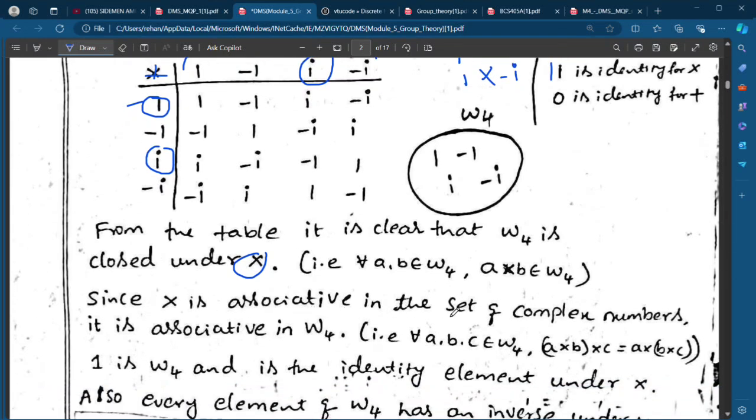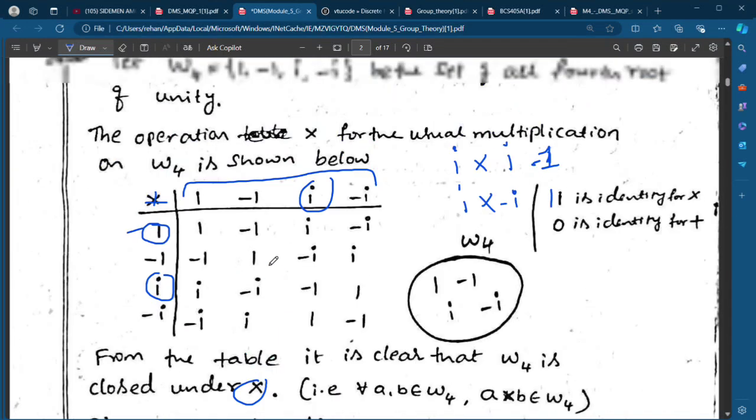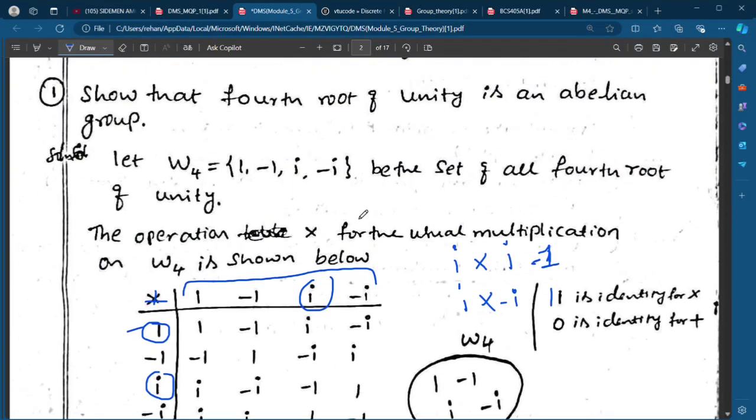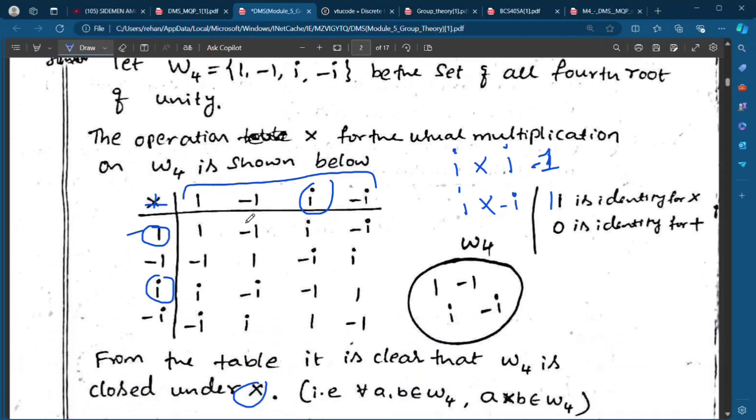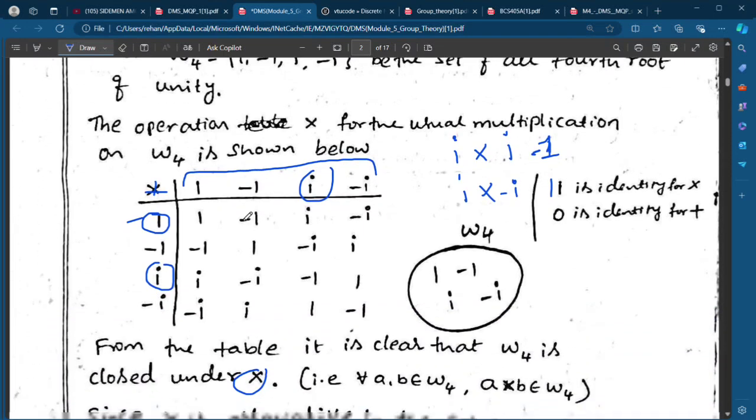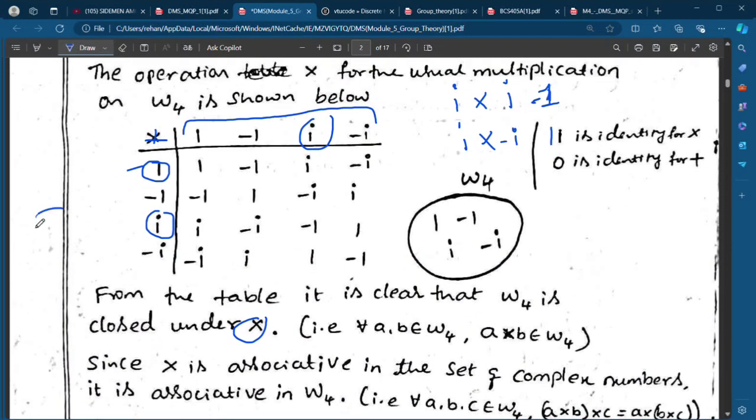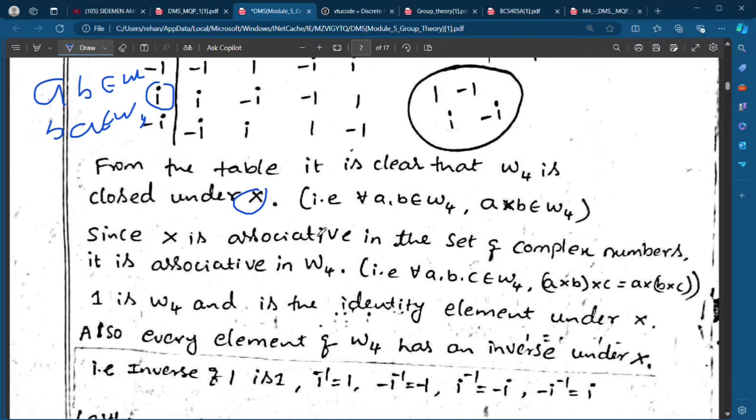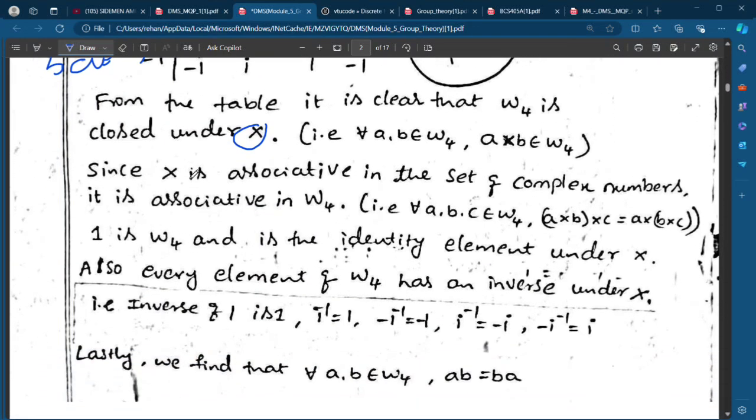Since multiplication is associative in the set of complex numbers, you have to show that W4 under multiplication is an abelian group. So what you have to show? You have to show the inverse, commutative and associative properties, which means if ab belongs to W4, then even ba should belong to W4. That thing they have written in the theory part.